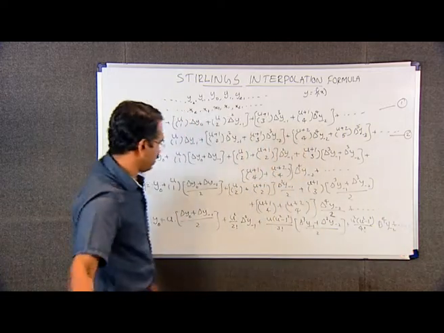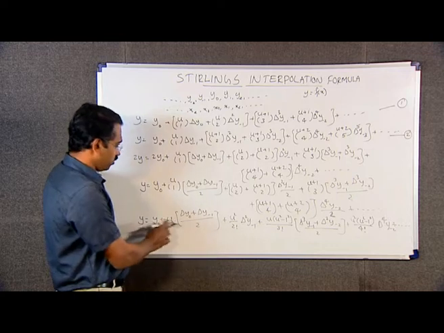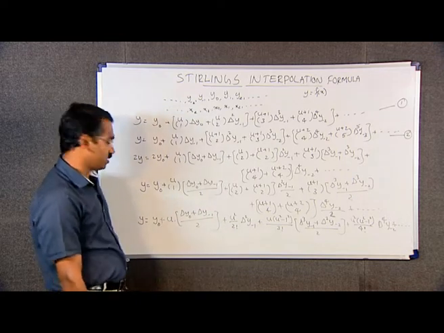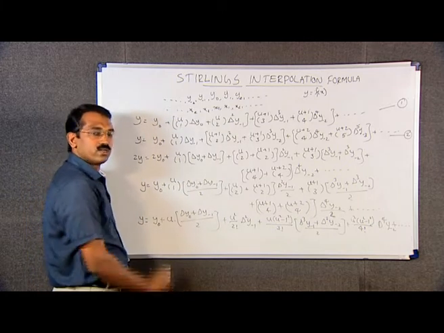This formula is known as Stirling's interpolation formula. We can use this formula to interpolate in the center of a given data.